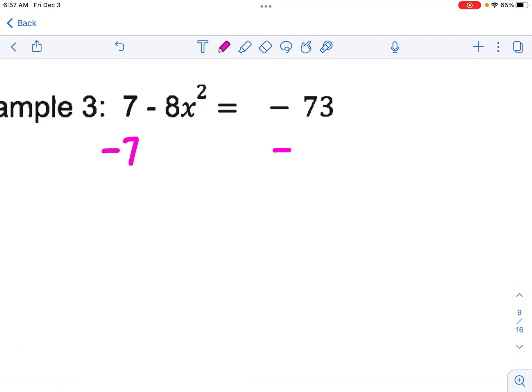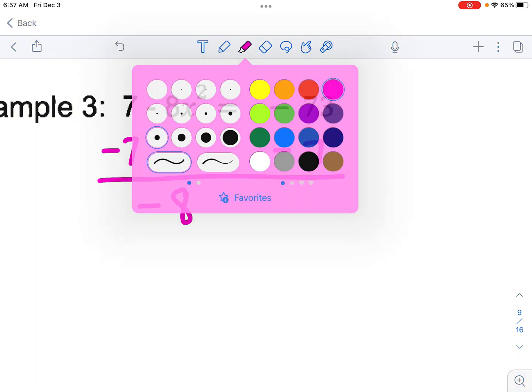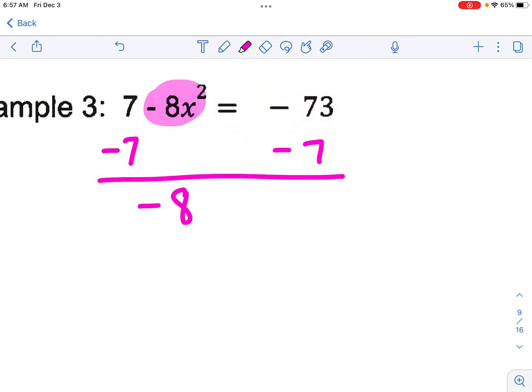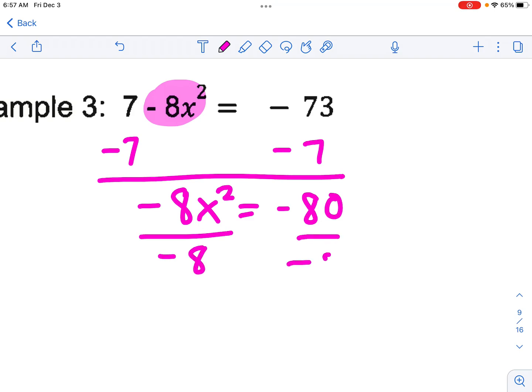Okay, next example. Again, we're solving for x squared, so we're going to have to subtract 7, get that number over to the right-hand side. That leaves us with negative 8, right? We got a negative out in front of this term here. We can't forget the negative. Negative 8x squared equals negative 80. We're going to divide by negative 8.